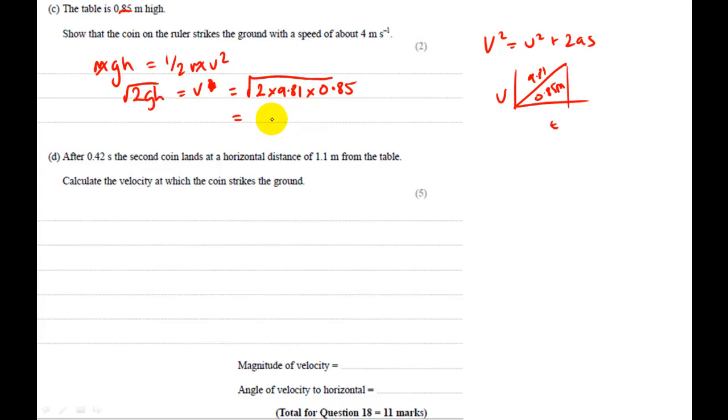Putting these numbers into the calculator gives us 4.083. So you could round that up to 4.1 meters per second. Again, that is close enough that we'd be happy with the answer. Okay, now it says after 0.42 seconds, the second coin lands at a horizontal distance of 1.1 meters from the table. Calculate the velocity at which the coin strikes the ground.